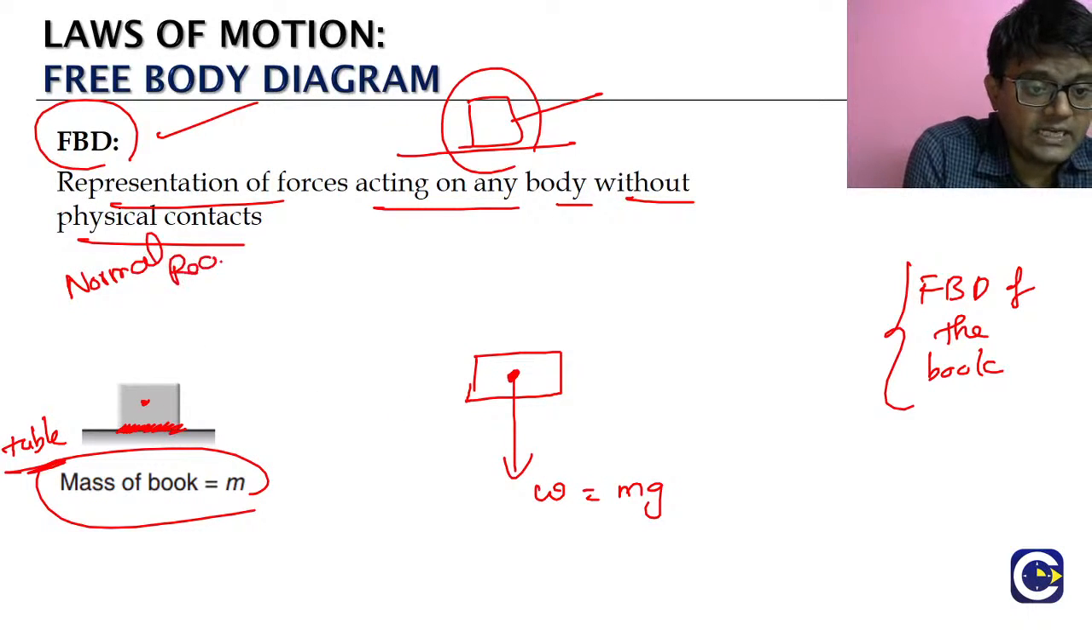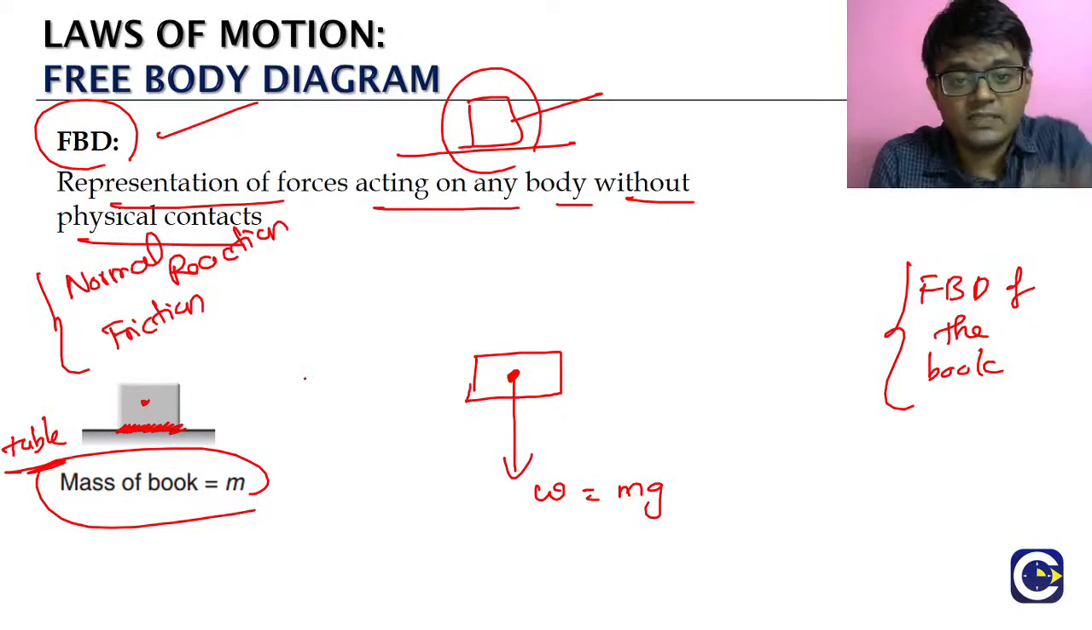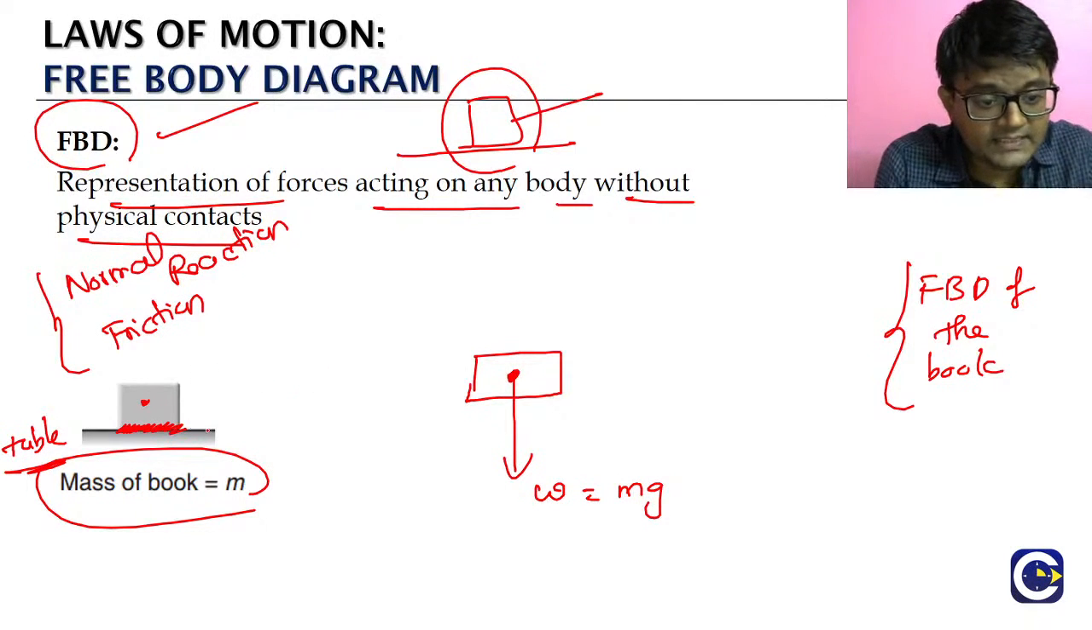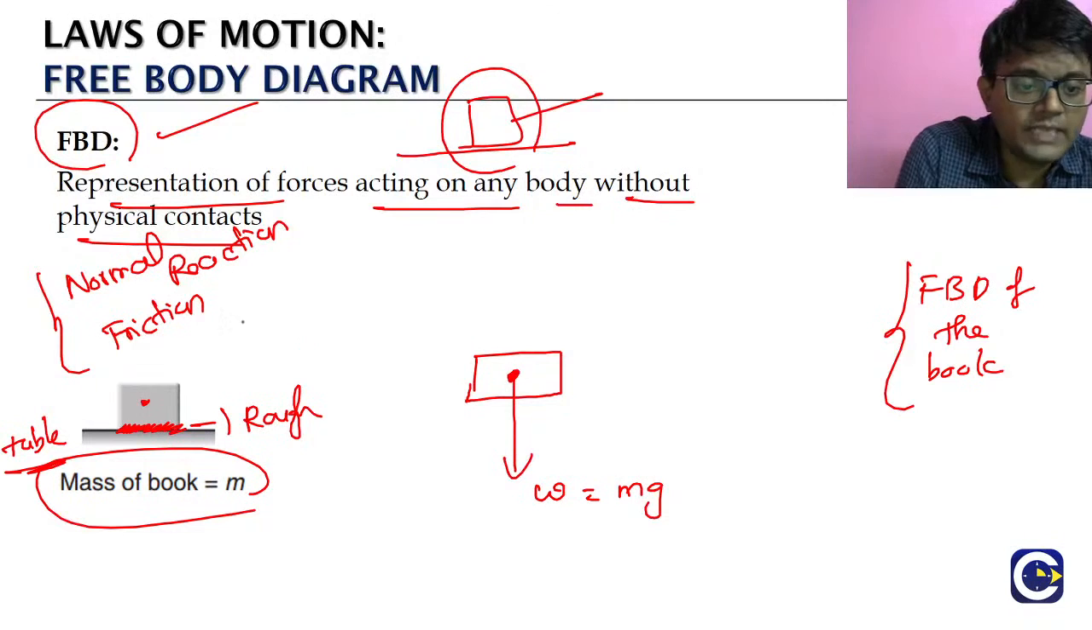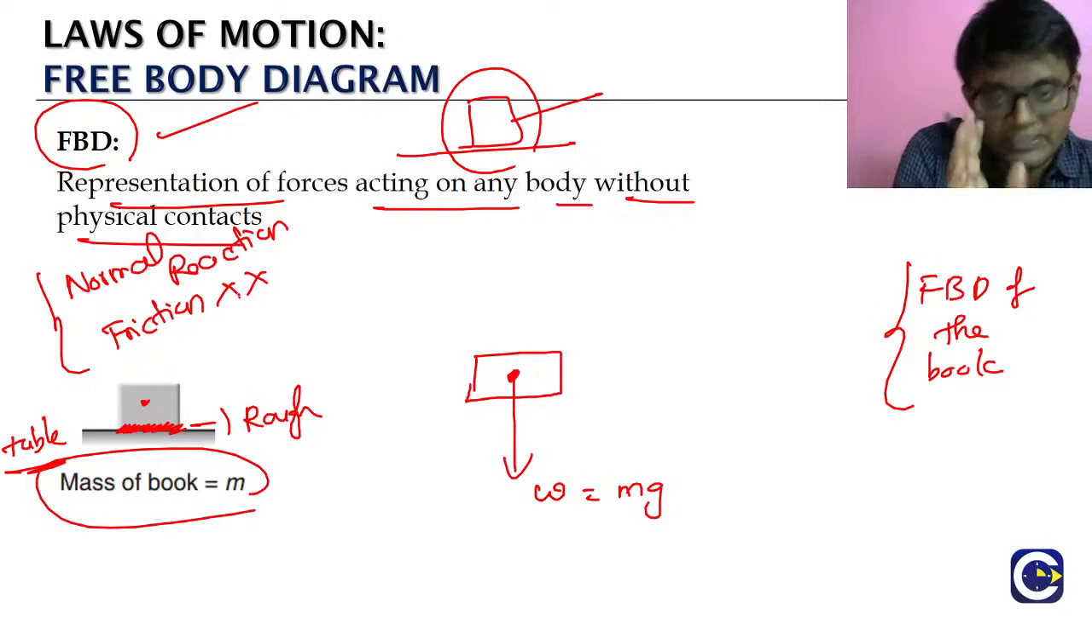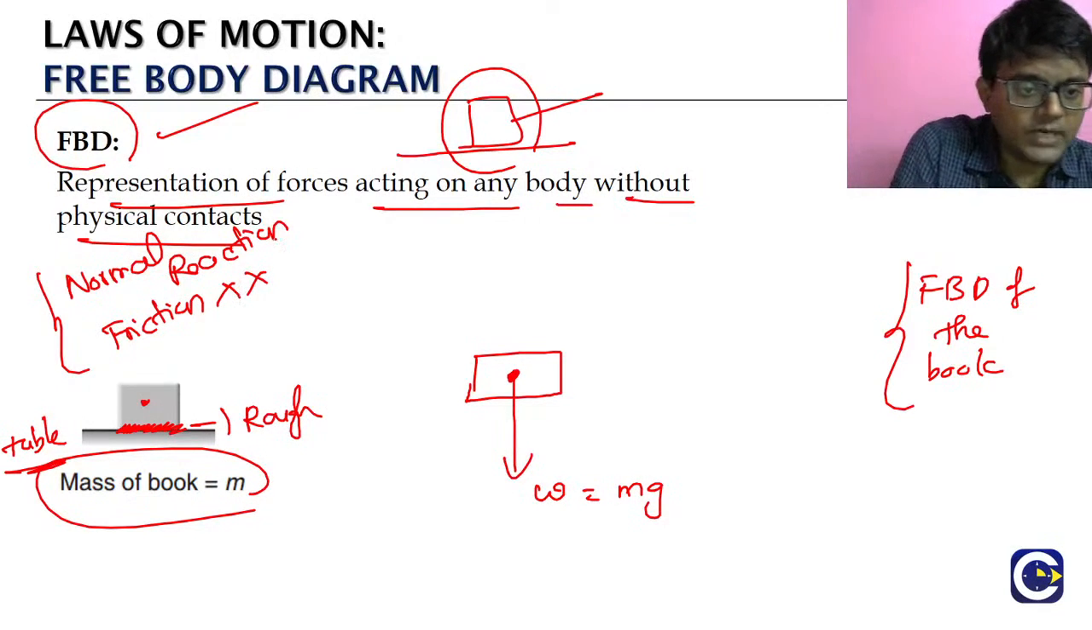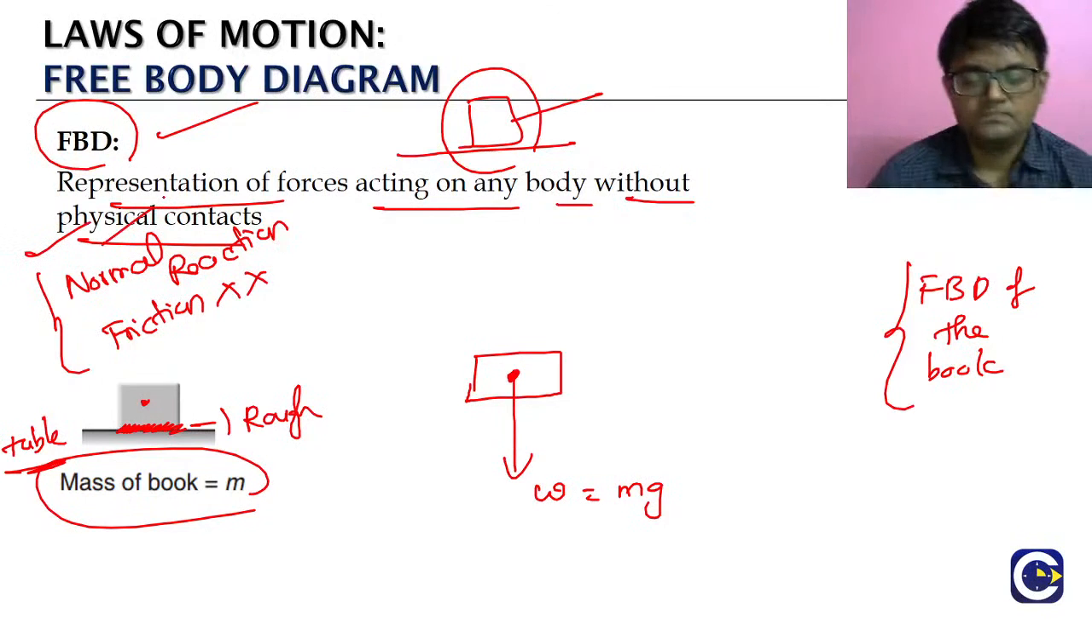Two forces. One is what we call the normal reaction. What is the second? Friction. But we have already said we will discuss friction later. When does friction come? When the surfaces are rough. Here we are not mentioning anything about the roughness of the surface, so we assume that we are not discussing the friction force. Okay, so only this normal reaction will be there.